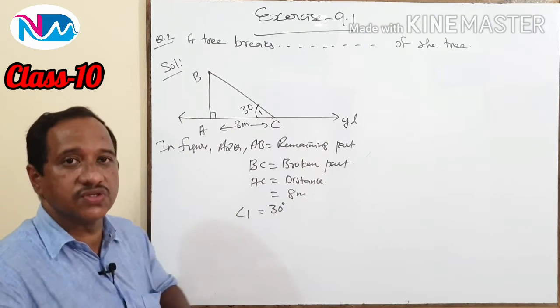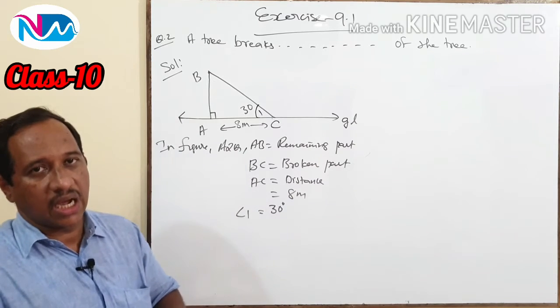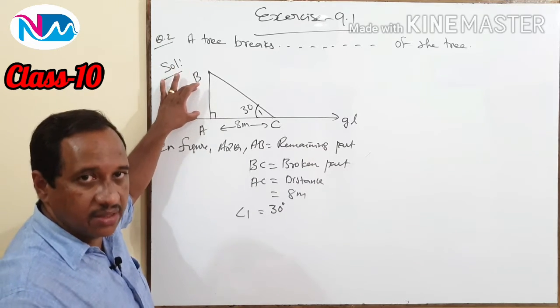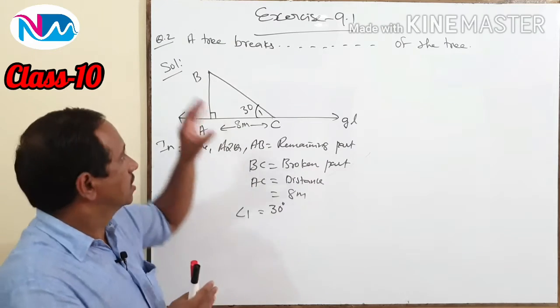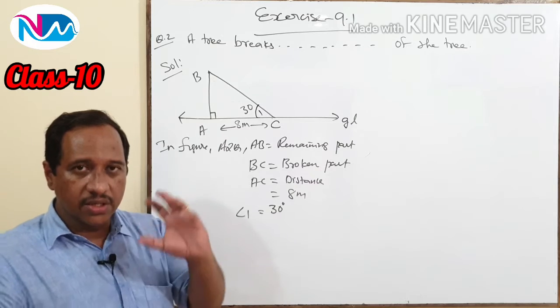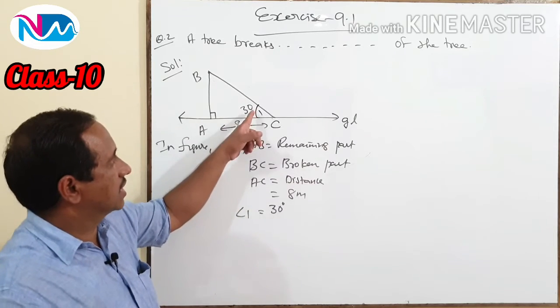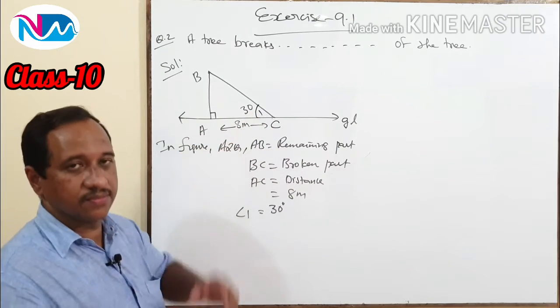What is our question? We have to find the height of the tree. Height of the tree means it is the sum of the remaining part AB and the broken part BC. So we have to find AB and BC from this right angle triangle using the suitable trigonometric ratio with respect to the acute angle 30 and the side AC.